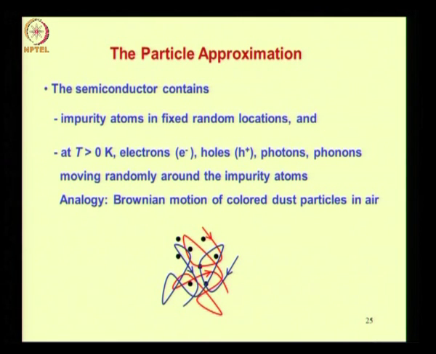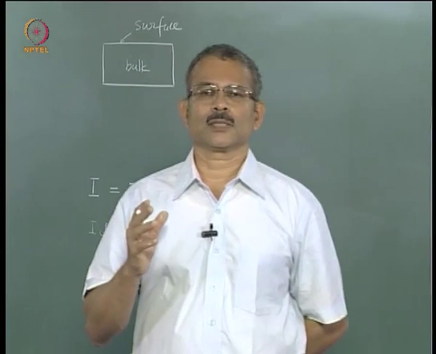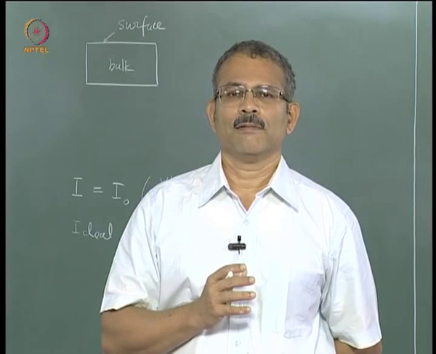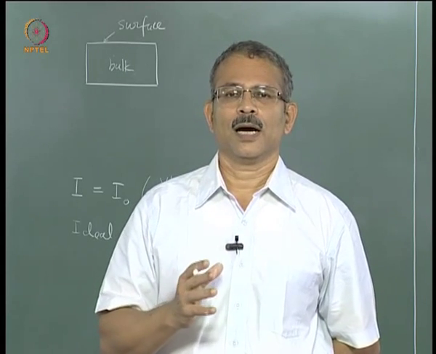Now let us begin our model for the equilibrium. The slide shows the important approximation that we make, namely the particle approximation. In this approximation we visualize the semiconductor to be containing impurity atoms in fixed random locations, and for temperature greater than 0 K, electrons, holes, photons and phonons moving randomly around the impurity atoms. So electrons, holes, phonons, photons, impurity atoms, all these are regarded as particles. Impurity atoms are fixed, whereas the other particles are moving about.